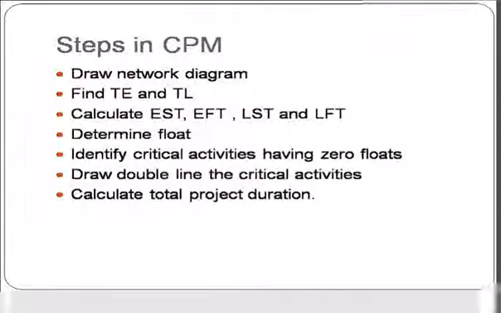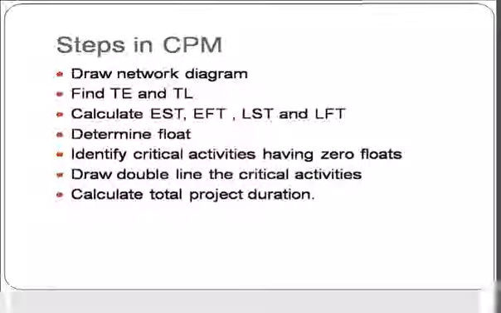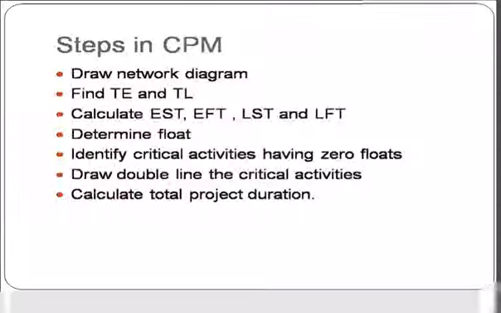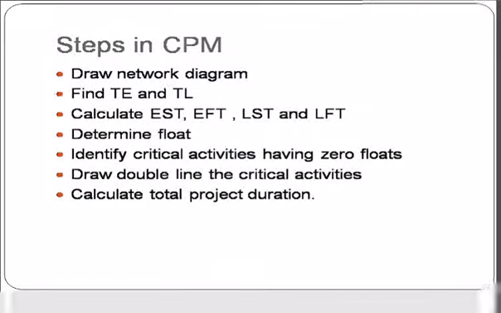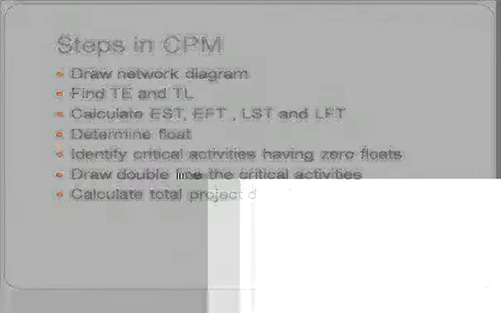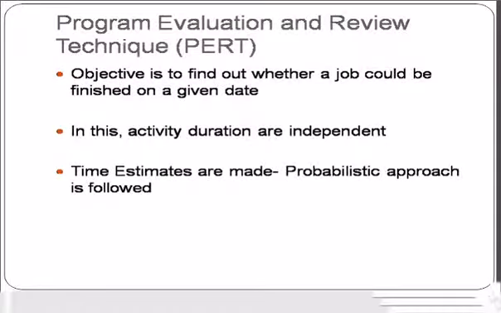Then identify those activities and draw a double line on the critical activities. Then calculate the total project duration. These are the steps involved in CPM. First draw a network diagram, then calculate the earliest event time and the latest event time, then calculate EST, EFT, LST and LFT. Then determine float, identify critical activities, double line the critical activities and calculate the project duration.